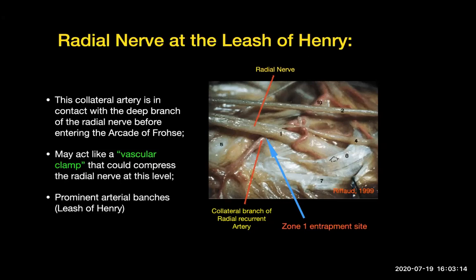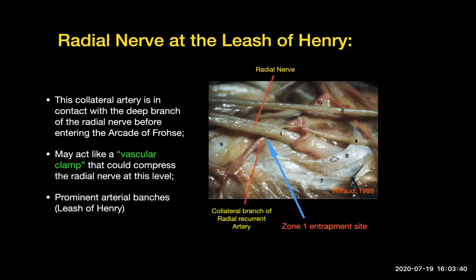So this radial recurrent artery, as it pulsates, could cause compression on the radial nerve that is located above it. They call that site the leash of Henry. This is a collateral artery that is in contact with the deep branch of the radial nerve just before the arcade of Frost.